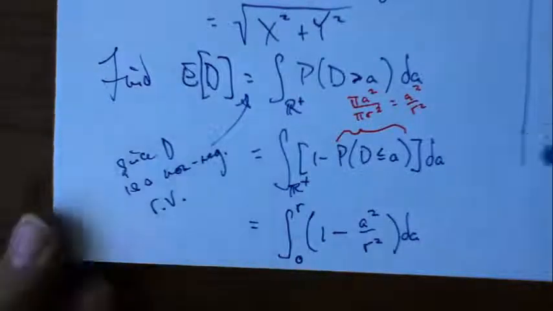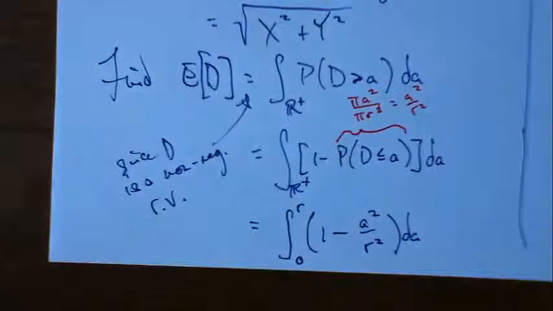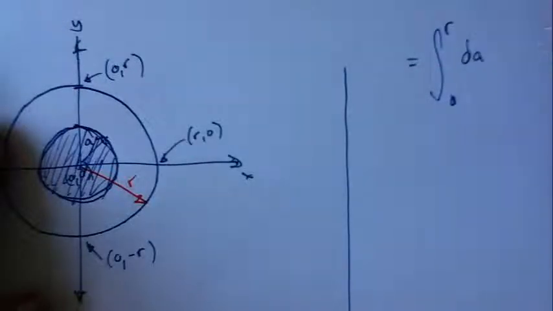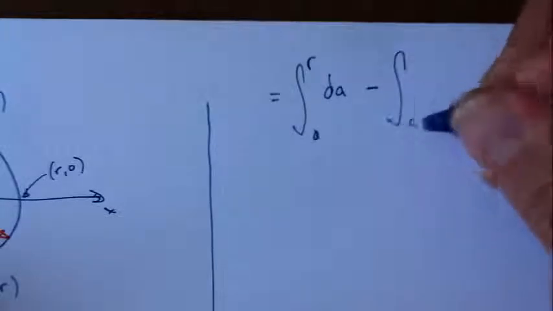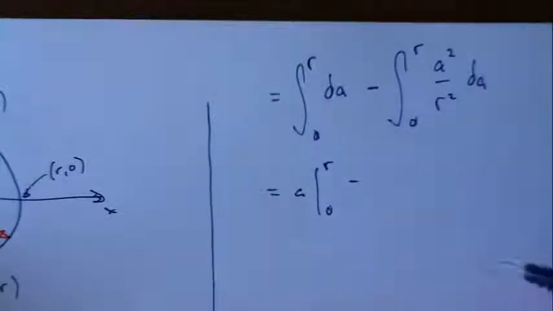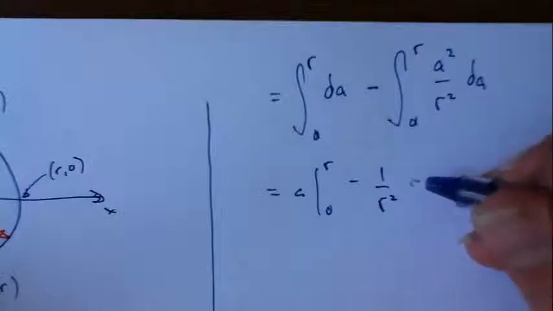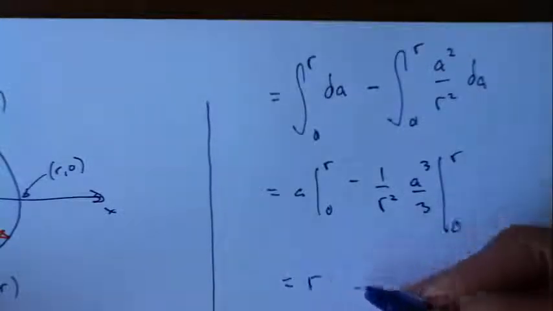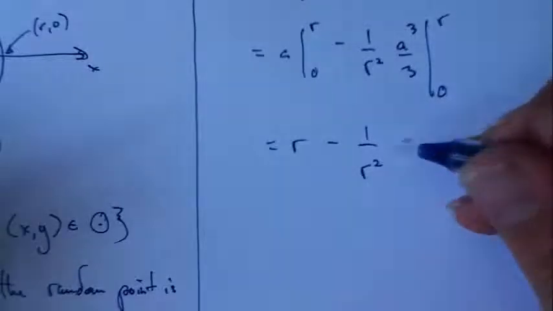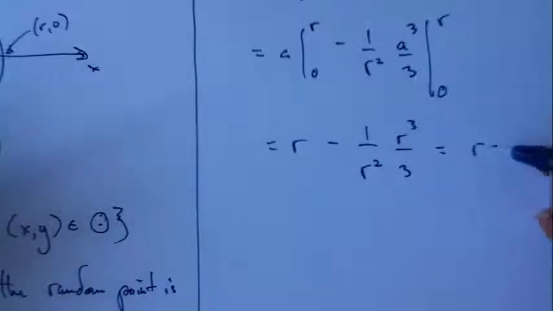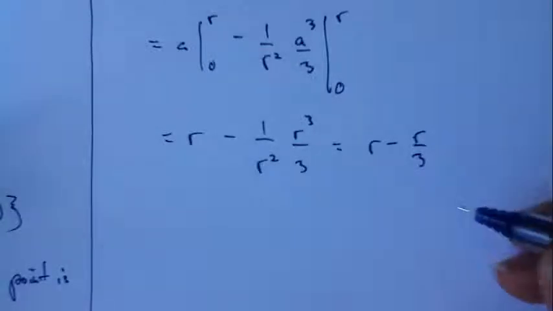Now I'm going to continue this up here. So this is just going to be the integral, and I'm going to split this into 2 integrals: from 0 to r of dA, and then minus the integral from 0 to r of a squared over r squared dA. Okay, so this first integral just becomes a from 0 to r, minus 1 over r squared times a cubed over 3 from 0 to r. All right, so this is just r minus 1 over r squared times r cubed over 3, or r minus r over 3, I guess, or is that just 2/3 r?